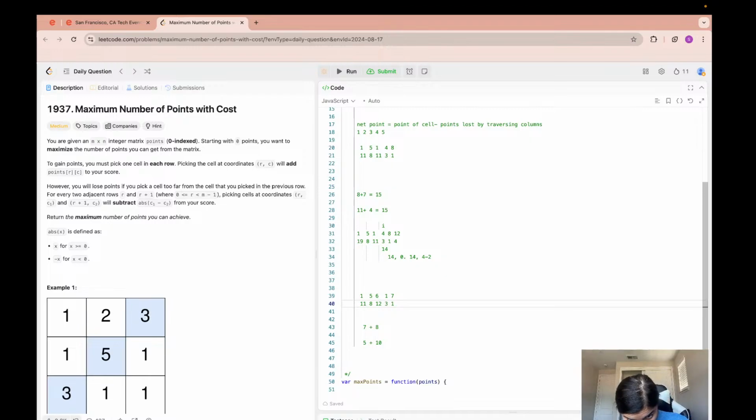I just want to create a scenario where choosing a number in the first row which is less than the highest number will give me the optimal solution. I just want to choose that, because if I just choose the biggest number and then choose it accordingly, then it will be easier. This question will be easy. I'm just trying to create that scenario. 1 5 6 1 7 11 8 12 3 1.